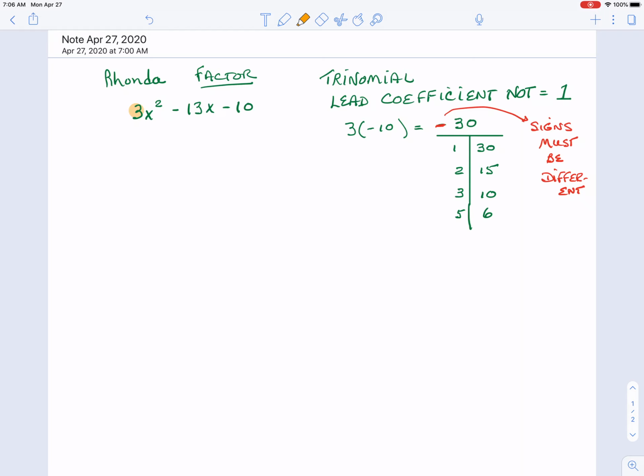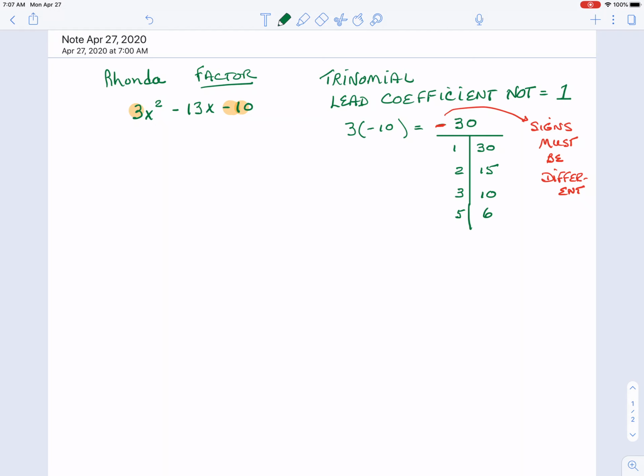All right, so when the lead coefficient is not 1, we take the lead coefficient and we take the C value, which is this constant here on the end when you have it in standard form, and we multiply those two things together, and you see I've done that over on the right. I've come up with a negative 30 at the top of my chart, and I've written down all the combinations of numbers that will produce a product of negative 30.